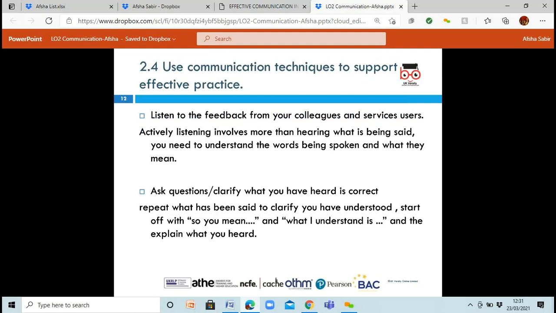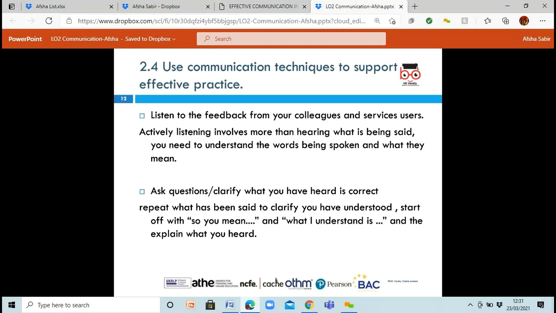Then we've got 2.4, use communication techniques to support effective practice. A couple of techniques that we can use here are to listen to feedback from your colleagues and also the people that are using the services. So actively listen to them. Make sure that you're paying attention to what you're hearing and you're understanding what they're saying. You need to actually understand the words that are being spoken and know what they mean. Now, the best way to do this is that if somebody's telling you something and you're not 100% sure what they mean, ask questions, ask them to clarify.